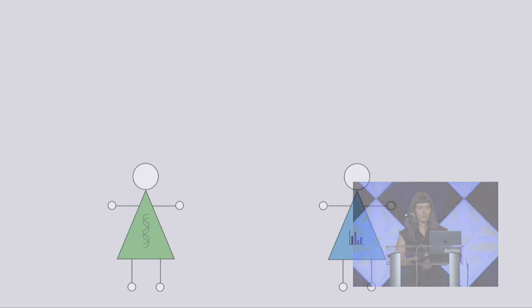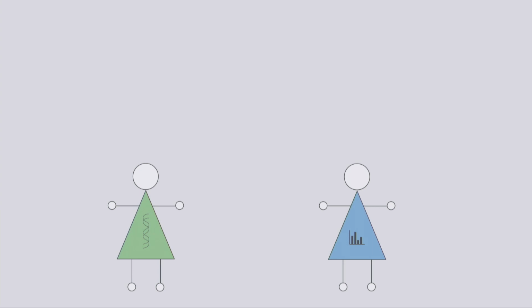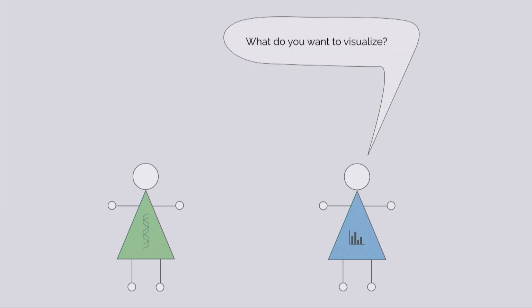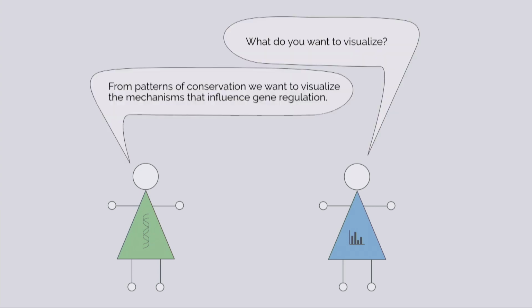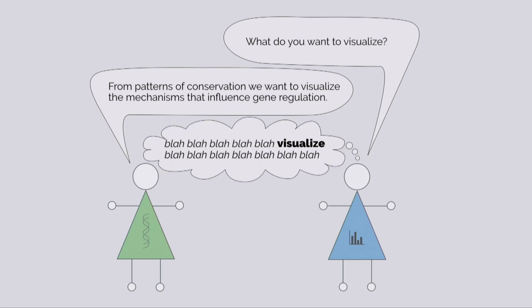So I'm going to start with a little flavor of what it's like to be a visualization researcher like myself. So we have two people, a viz person and a biologist. We might start by saying, oh, what is it you want to visualize? And the biologist might say something like, well, from patterns of conservation, we want to visualize the mechanisms that influence gene regulation. And to me, it sounds like this.